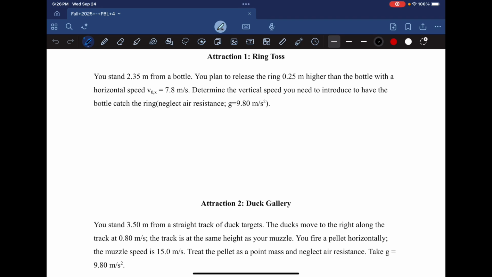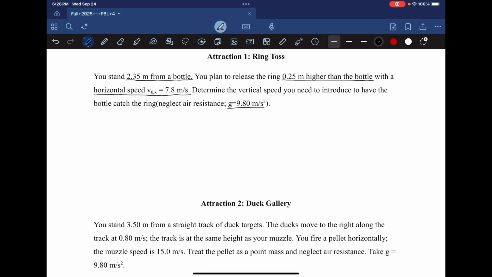So the first problem we have is ring toss, and all of these are like your classic carnival games and carnival rides. With a ring toss, you stand 2.35 meters from a bottle. You plan to release the ring 0.25 meters higher than the bottle. The horizontal speed v naught x equals 7.8 meters per second. Determine the vertical speed you need to introduce to have the bottle catch the ring. And of course, g is 9.8 meters per second squared, and we're going to neglect air resistance.